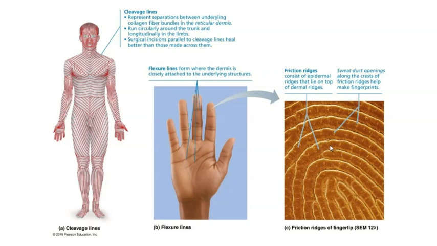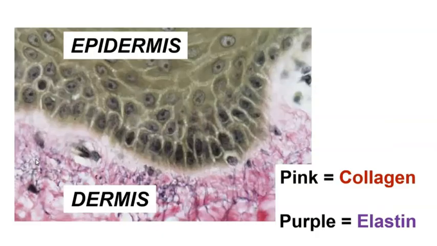These really serve to enhance our ability to grip certain types of surfaces, but they also contribute to our sense of touch by enhancing vibrations that are detected by structures called lamellar corpuscles that are located deeper in the dermis. We'll talk about those in just a second too.